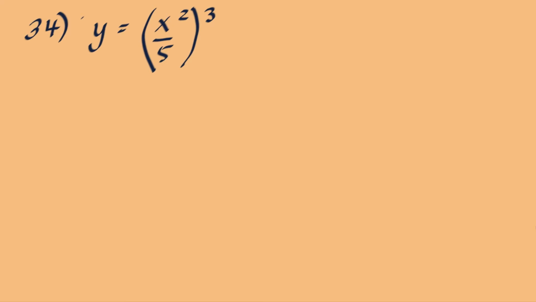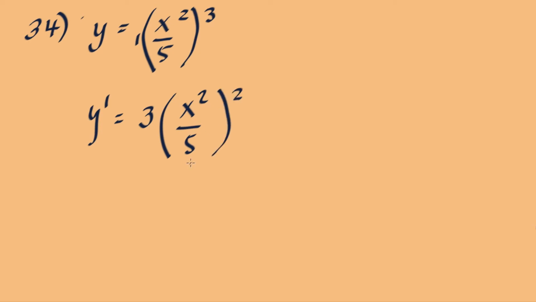Okay, so let's go ahead and start right away at problem number 34. Given this function, x squared over 5 raised to the third power, demonstrate the chain rule. So what we do is multiply 3 and 1, so that's your 3, and then copy that same base, x squared over 5, now raised to 3 minus 1, which is 2.